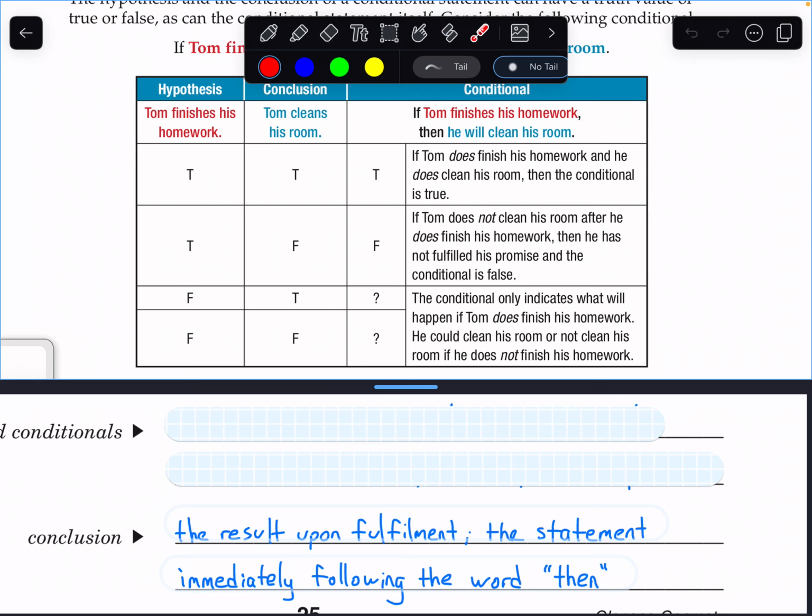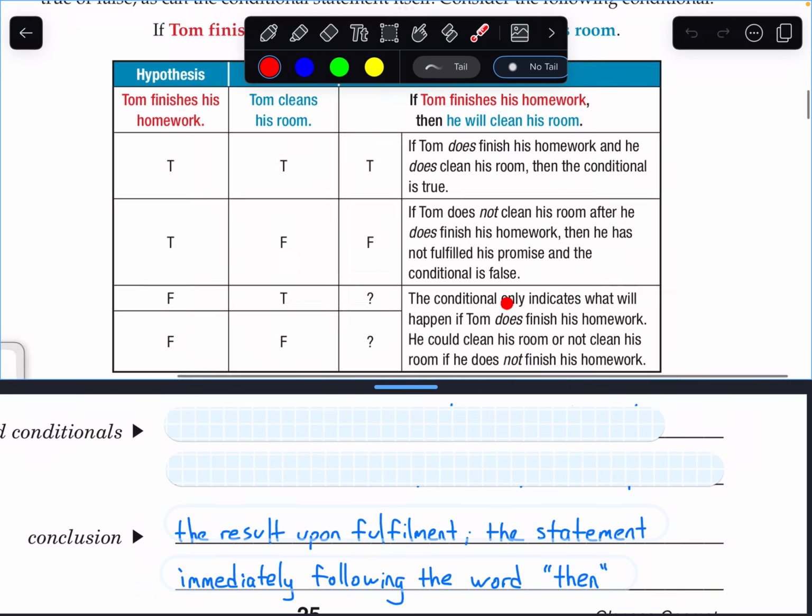When both hypothesis and conclusion are true, the condition is true. If Tom does indeed finish his homework and he does indeed clean his room, then the condition is true. If the hypothesis is true, but the conclusion is false, the conditional is false. If Tom does not clean his room after he does in fact finish his homework, then he has not fulfilled his promise, and the conditional is false.